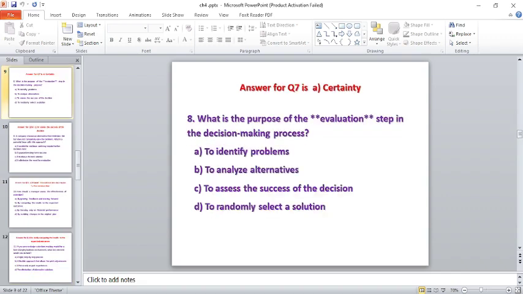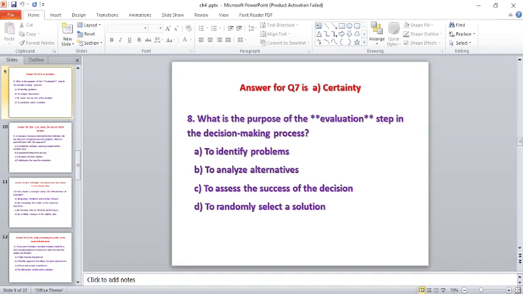Question number 8. What is the purpose of the evaluation step in the decision-making process? A. To identify problems. B. To analyze alternatives. C. To assess the success of decisions. D. To randomly select a solution. The answer for question number 8 is C. To assess the success of the decision.